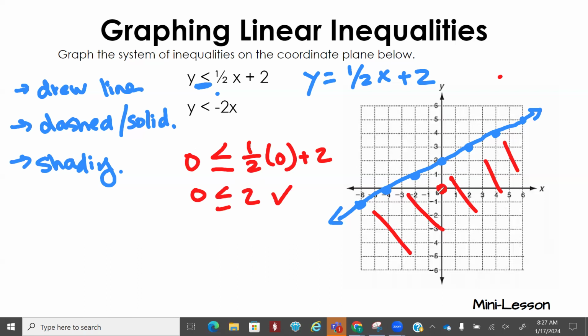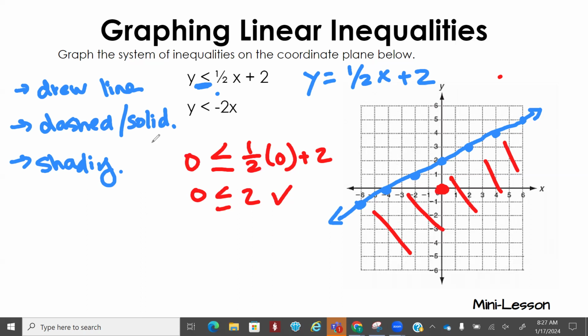Okay, so here it is again. I picked the point on my graph. I plugged it in. I simplified. Is this a true statement? Is 0 less than or equal to 2? Yes, so I shaded that way.